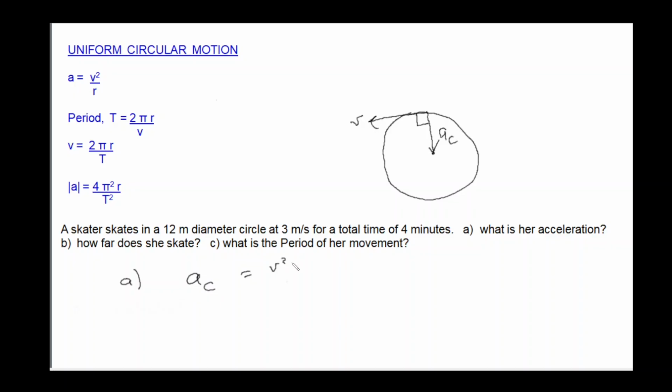That's equal to v squared over r. And in this case, that would be equal to 3 meters per second, squared, over the radius, which is 6 meters, which is equal to 1.5 meters per second squared. That is her centripetal acceleration.